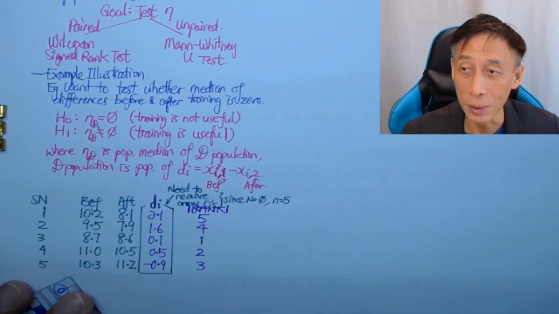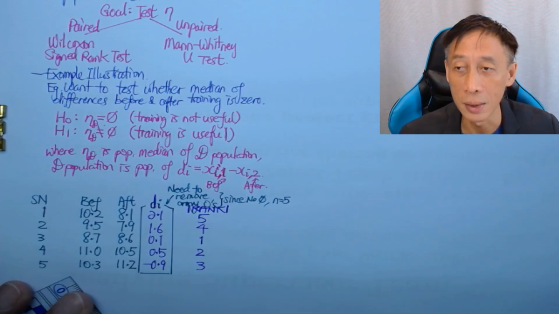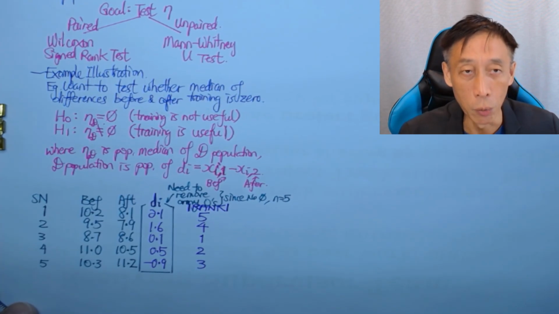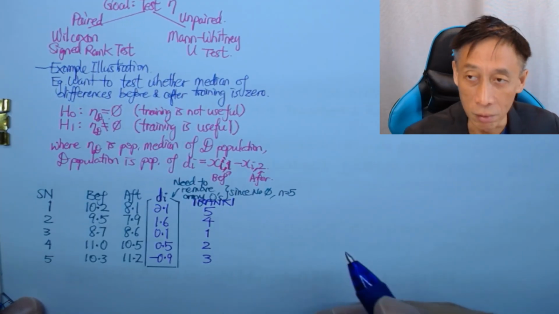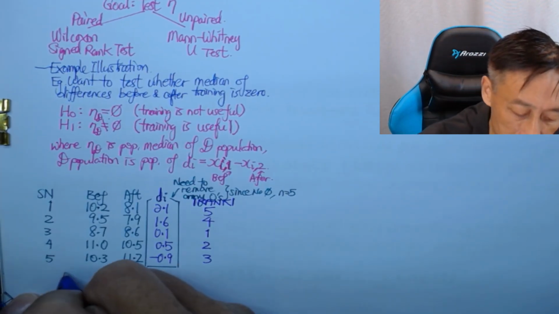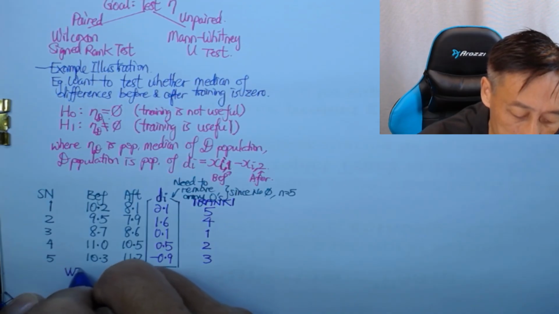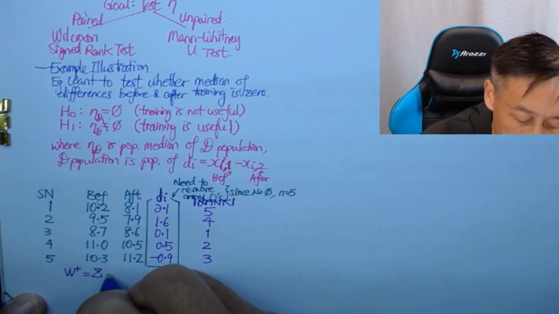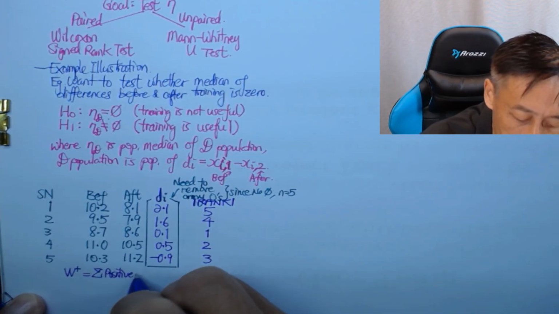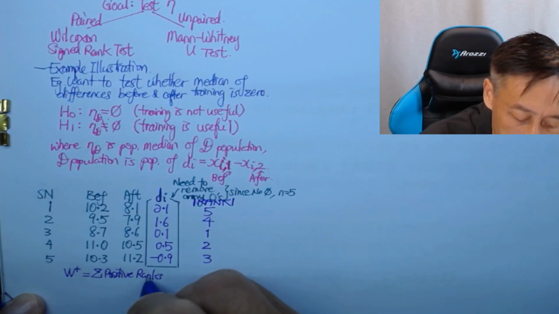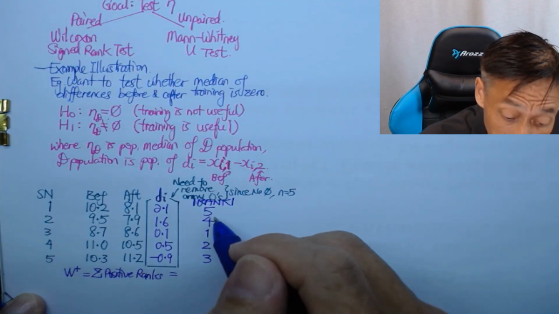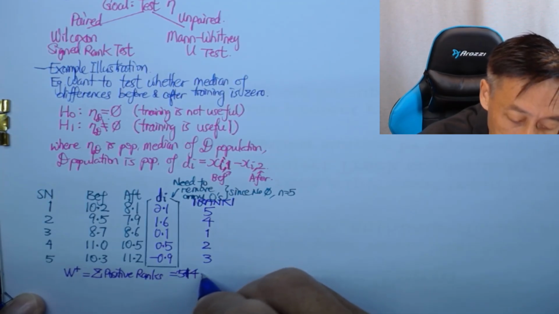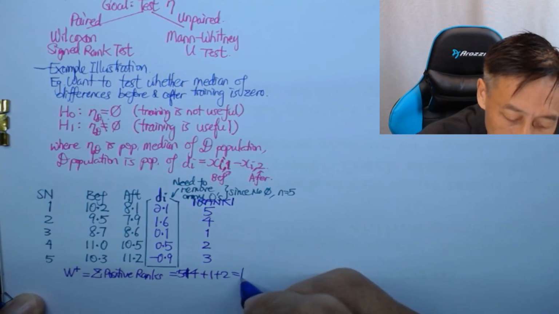Then the next steps are exactly the same as what the Wilcoxon signed rank test for one population will do, which is to extract the ranks and calculate W plus. So our W plus is the sum of all the positive ranks, which will give us 5 plus 4 plus 1 plus 2, so that's 12.